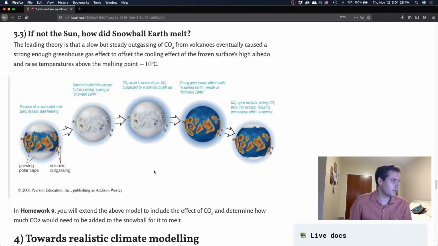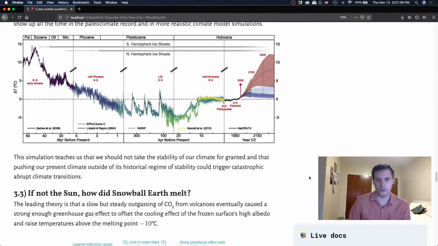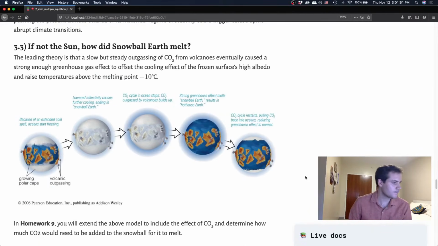Actually, homework 9 for those who want to do it is going to be all about this problem. You're going to do a lot of the same analysis that we did in the lecture today, but you're going to look at what happens when you add CO2. Here we just fixed CO2 at the pre-industrial value of 280 parts per million. In the homework, you're going to increase CO2 and see how much CO2 you would have to add to the snowball for the ice to melt.